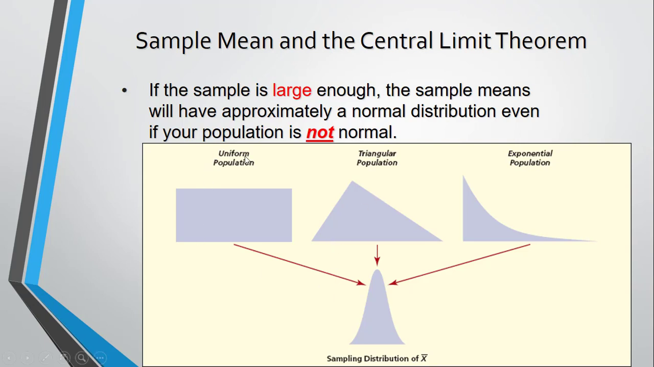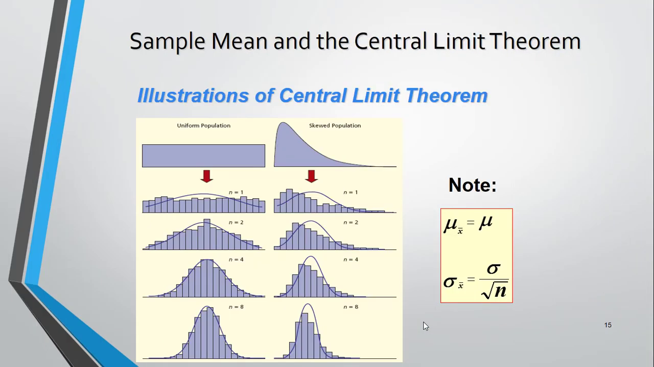That's interesting, right? If you have a uniform distribution and you take a sample from that, if your sample is large enough, the sample means x bar will be like a normal distribution. If you have a triangular population like this, a large enough sample gives a sample mean with a normal distribution as well. With an exponential population, the sample mean will approximate the normal distribution also. That's good, right?